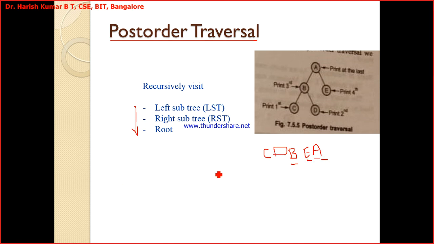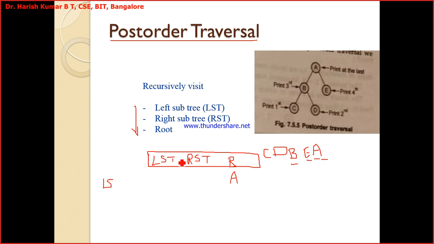Now we will again try to solve this using the approach which I showed you earlier. So LST, RST, and then root node. I'll start from here. For this entire tree, what is the root node? A. I'll write it here. Now I check whether there is a left subtree for A. Yes, there is a left subtree. Now I should expand this.